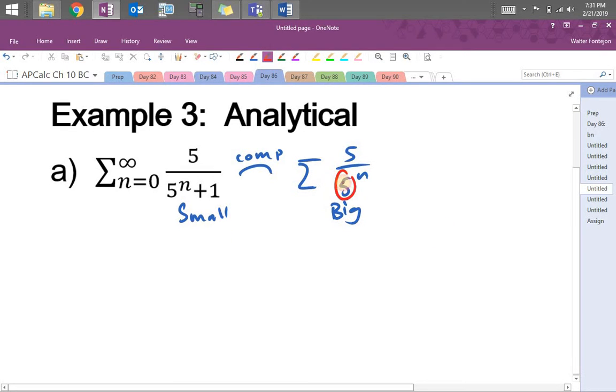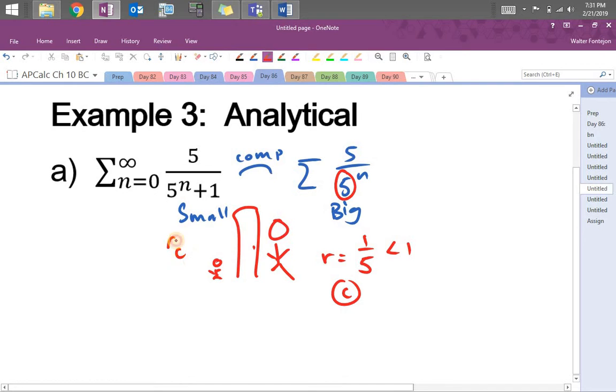This is a geometric series with the base of 5, so the ratio is going to be 1 over 5 because the 5 is at the bottom. This is less than 1. This will converge. When big converges through the door, what does it say about small? Also converges by the direct comparison test.